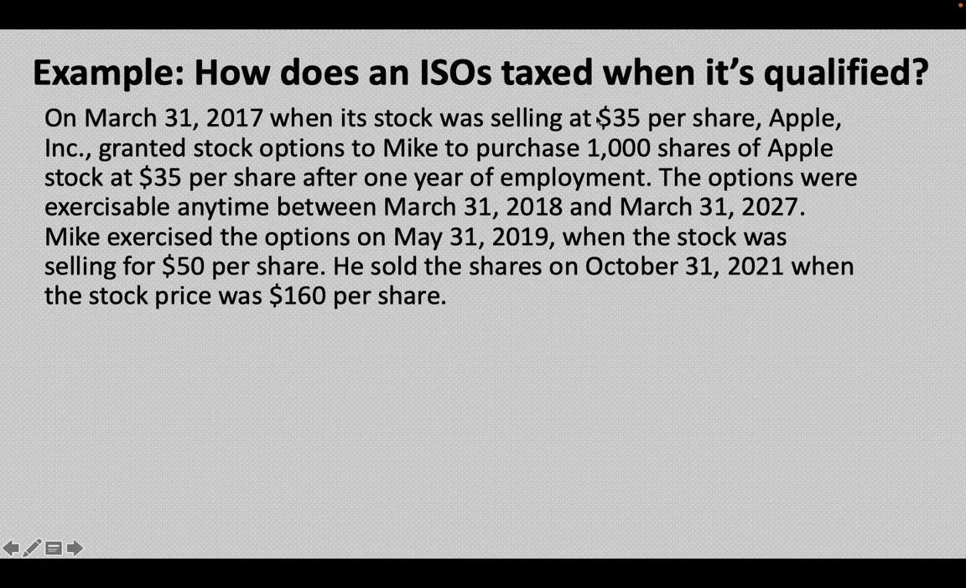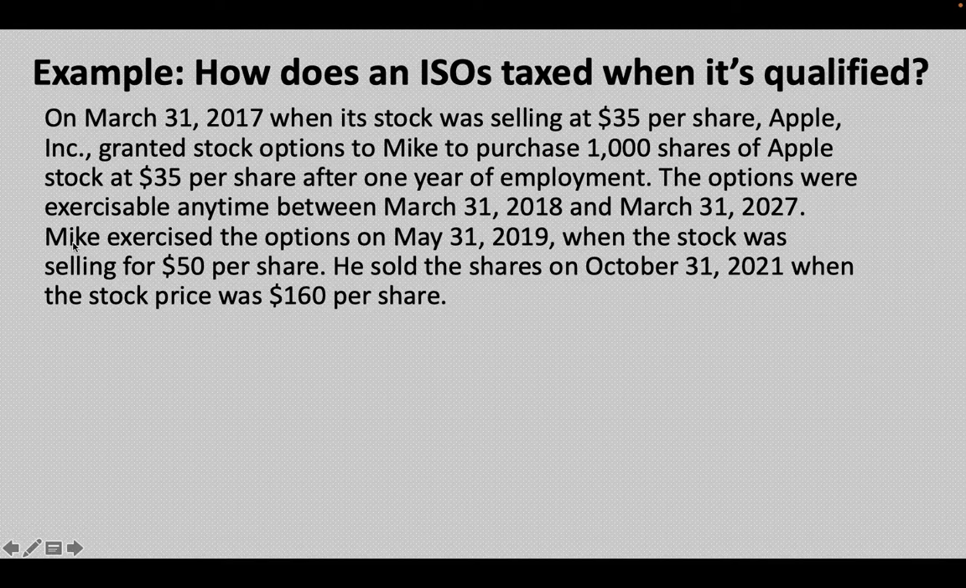$35 is the fair market value. So that's the first thing. The second is the option will be exercisable anytime between March 31st, 2018 and March 31st, 2027. This is 9 years, but from the grant date it is 10 years. Okay, a 10-year exercise period.